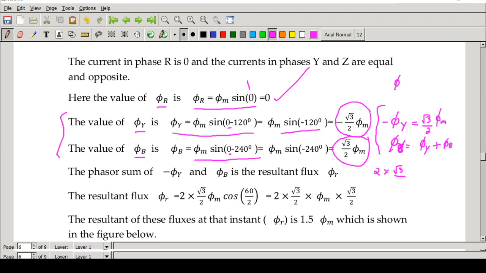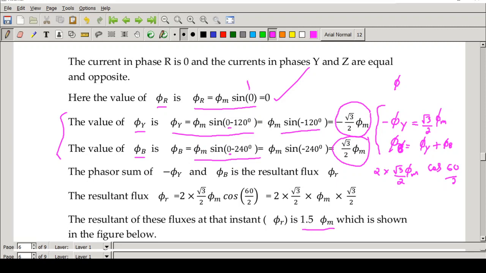Yellow phase and blue phase, that is correct. So it will be 2 into root 3 by 2 phi m, that is the magnitude of the flux, into cosine of the angle between the two fluxes divided by 2. That angle you will get as 60, so cos 60 by 2. When you do this, you will get the value of the resultant flux as 1.5 phi m.